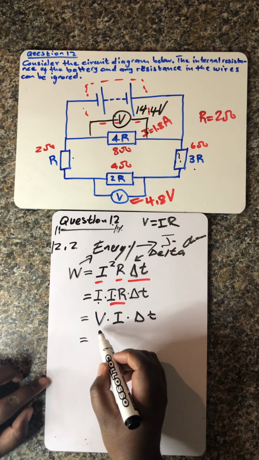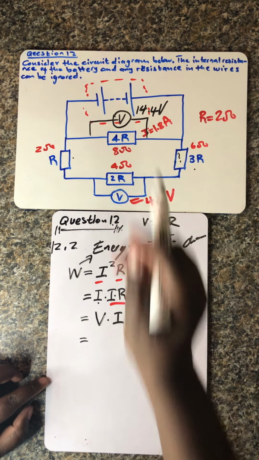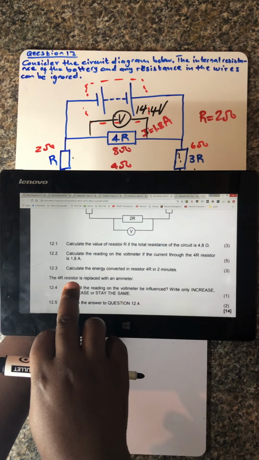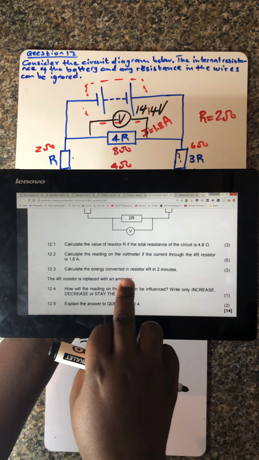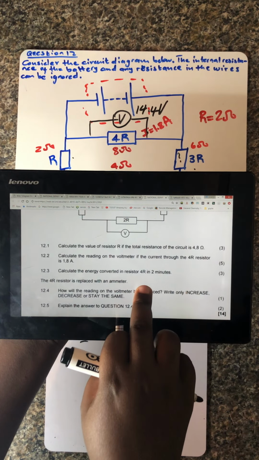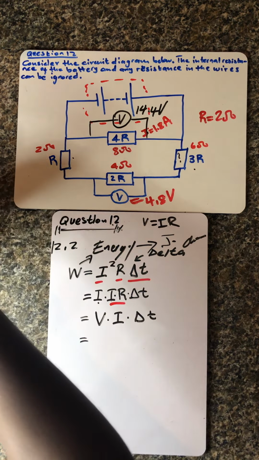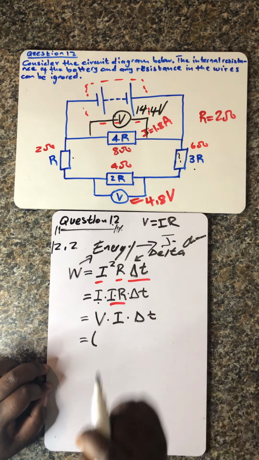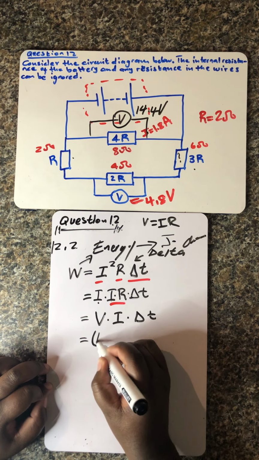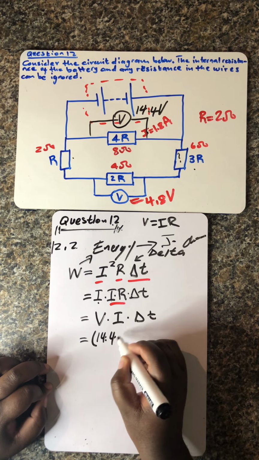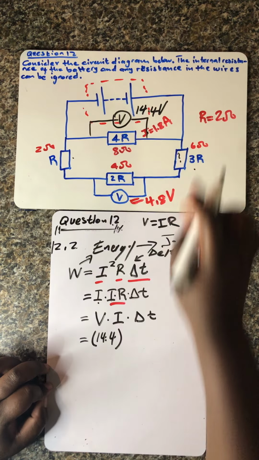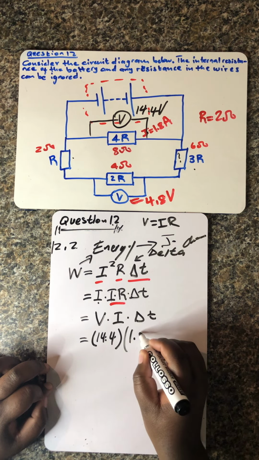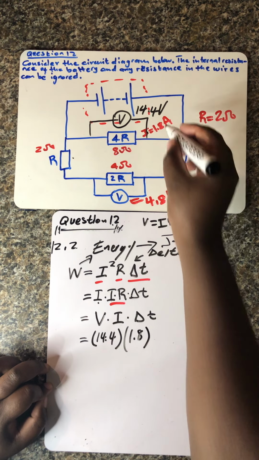So what is the V of that 4R? Remember, guys, the question wants us to calculate the energy converted in resistor 4R in 2 minutes. Very, very important. What is the V of that 4R? We know the V is 14.4. What is the current flowing there? We just calculated it. It's 1.8 amperes there.